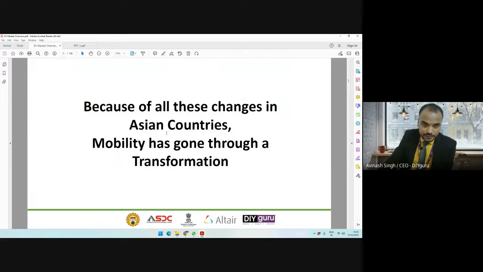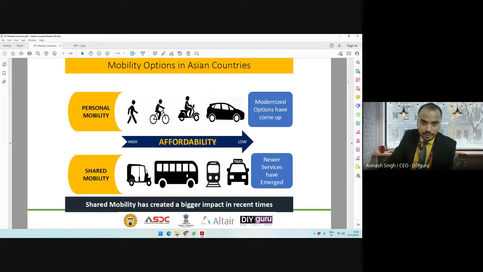Because of all the changes in Asian countries, mobility has gone through a transformation. Now, if you look into the mobility options in Asian countries, this is personal mobility. Mobility per se means whenever something moves, it is called mobility, right? So from personal mobility, if somebody walks, that is also a mobility. If somebody is using a bicycle, that is also a mobility. There is two-wheeler, there is four-wheeler, right? In terms of affordability, more people can afford to have a bicycle rather than a four-wheeler, right? So affordability from the higher side is getting into a lower side, right?